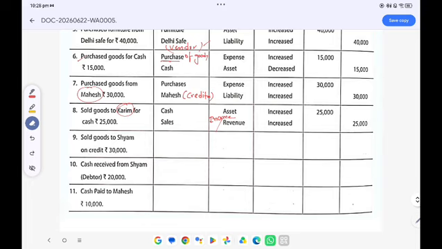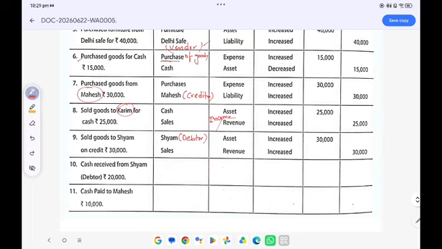Sold goods to Sham on credit. Now Sham will be considered a debtor. So one is Sham, one is sales. When we sell goods to someone on credit basis, he is called a debtor. Debtor means someone owes us. So Sham is an asset to us because he owes us. It's a receivable amount. Debtor is an asset and sales is a revenue. Asset increases, revenue increases. Asset increase is debit, revenue increase is credit.